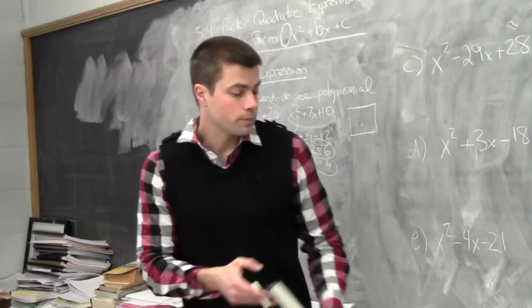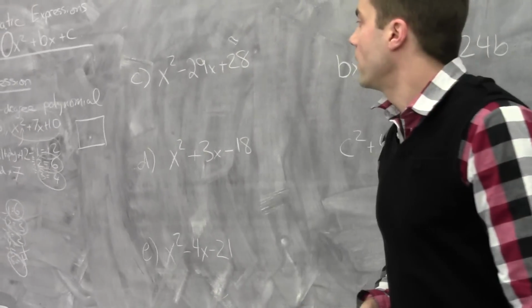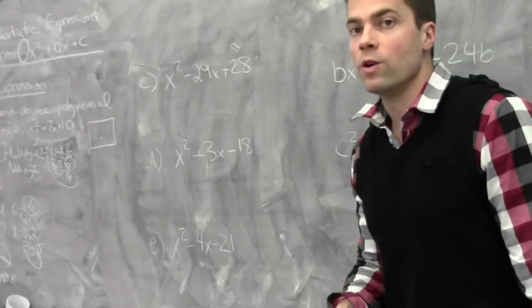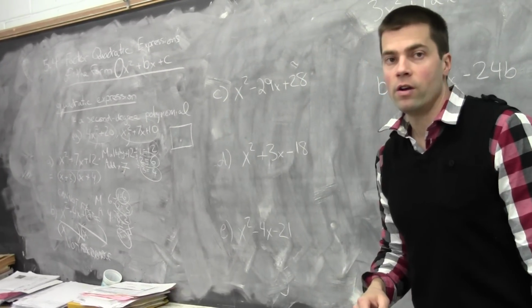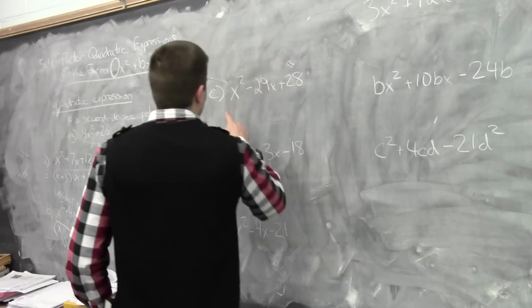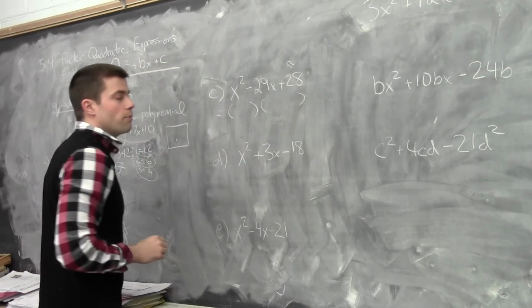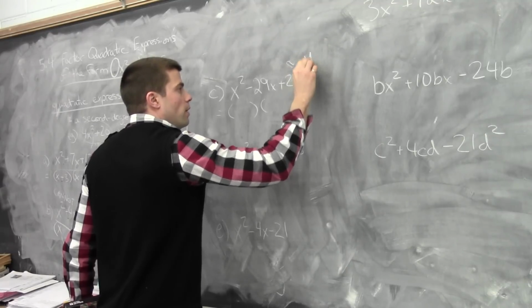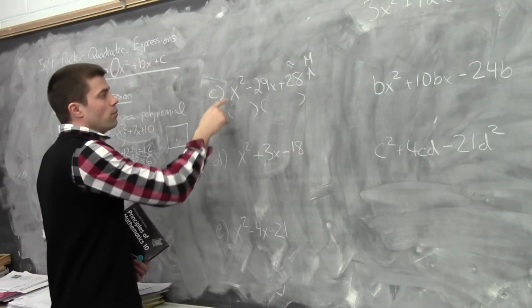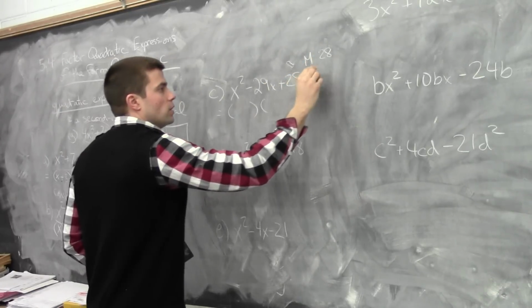Okay, next one. X squared minus 29x plus 28. The first thing we notice again is that there's nothing in front of the x squared. So if there's no variable in front of the x squared, I can go to two sets of brackets. So it's a one-step problem. I write down M and A. I'm going to multiply to 1 times 28 is 28 and add to negative 29.